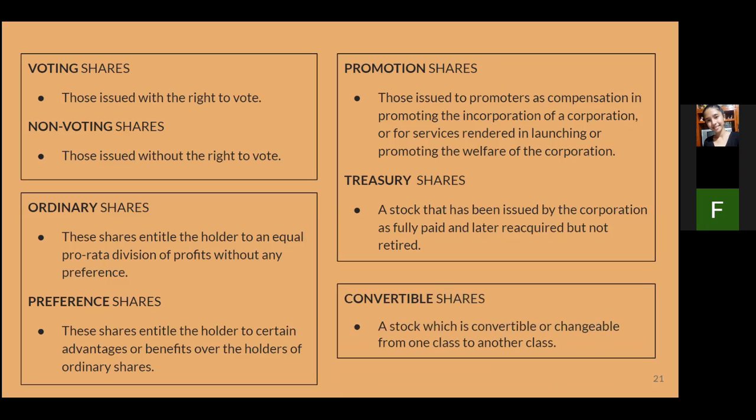And last, we have convertible shares. Tulad ng sabi niya, convertible. So, ibig sabihin, ito yung mga stock which is convertible or changeable siya from one class to another class. So, ayun. Ayun lang yung classes of shares natin.